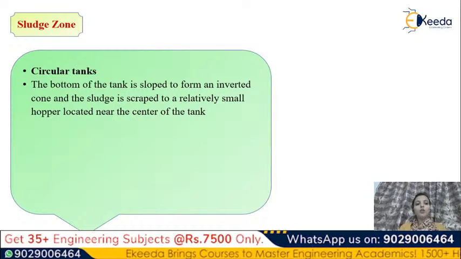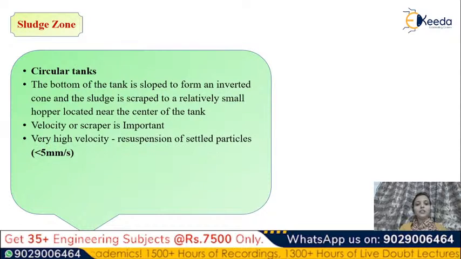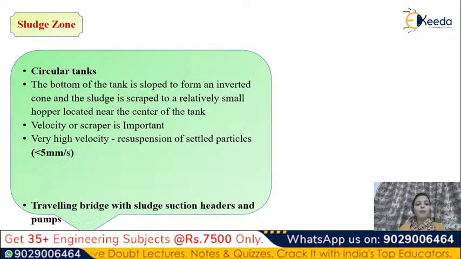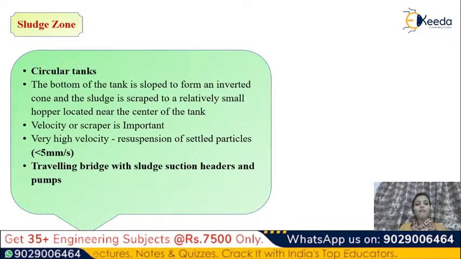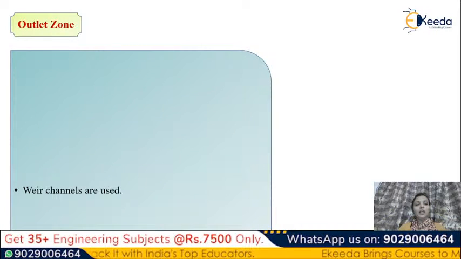In a circular tank, the bottom of the tank is sloped to form an inverted cone, and the sludge is scraped to the relatively small hopper located near the center of the tank. The scraper velocity is important, since very high velocity causes resuspension of settled particles; it should be less than 5 mm per second. A traveling bridge with the sludge suction header and the pump is not very good. And the last zone is the outlet zone.